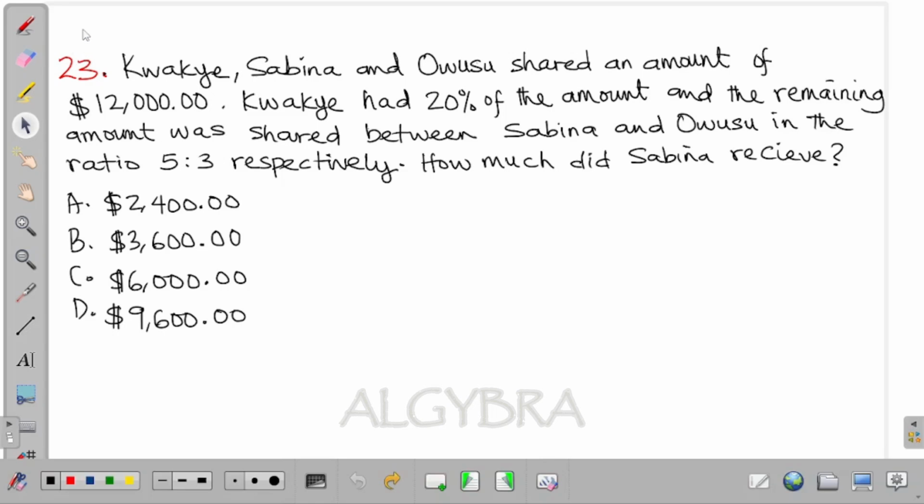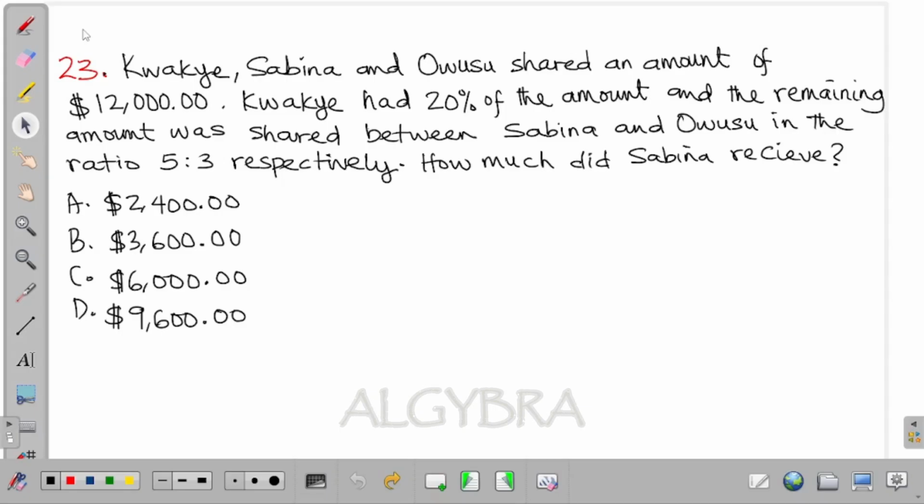So in today's video we're going to do question 23 of the WAEC 2025 mathematics objective questions. Okay, here it is. It says Kwakye, Sabina and Owusu shared an amount of $12,000. Kwakye had 20% of the amount and the remaining amount was shared between Sabina and Owusu in the ratio 5 to 3 respectively. How much did Sabina receive?